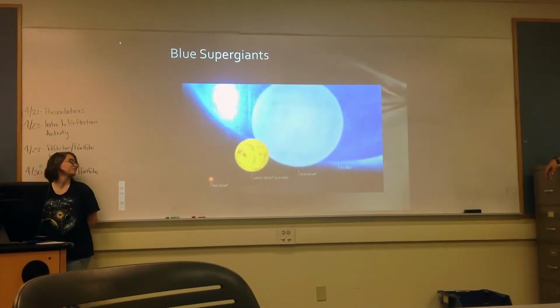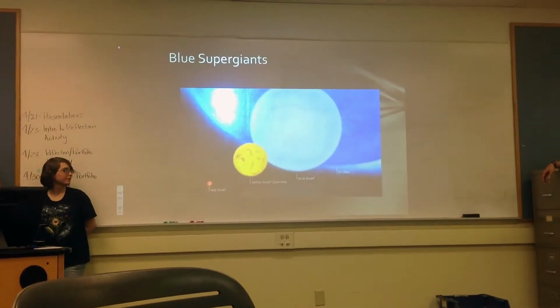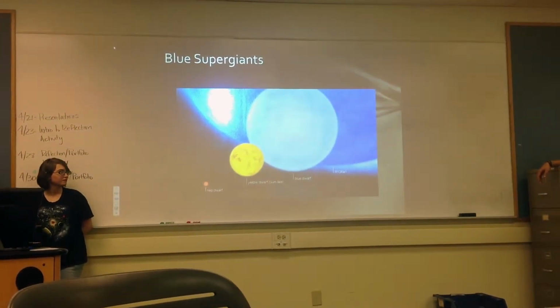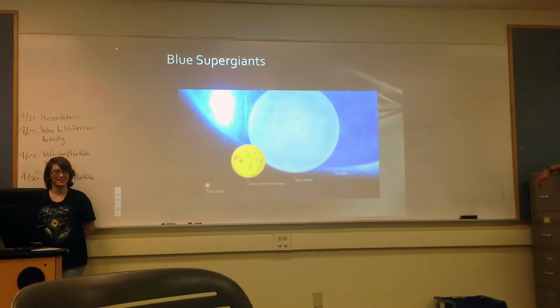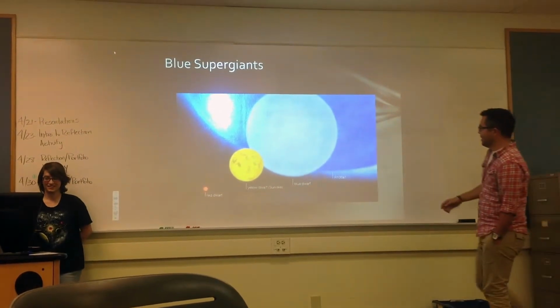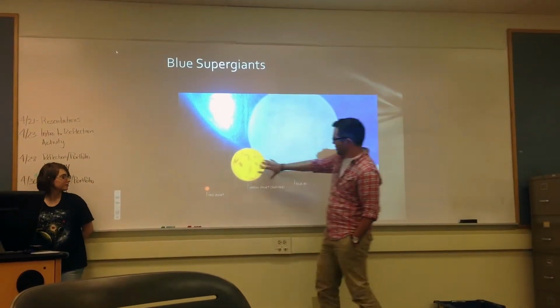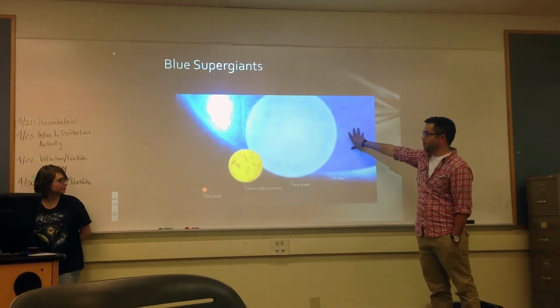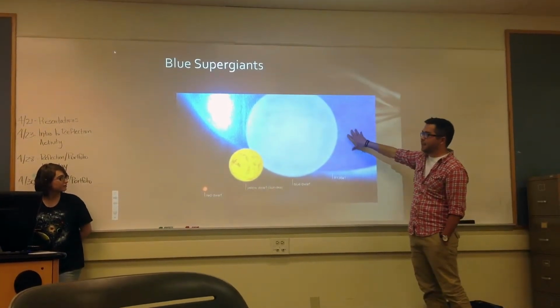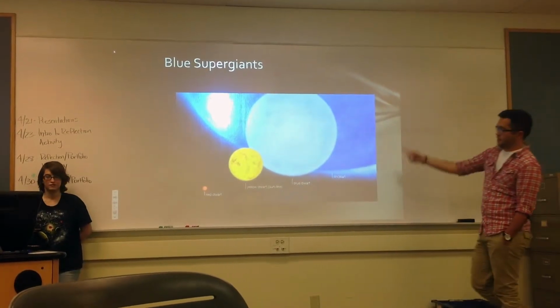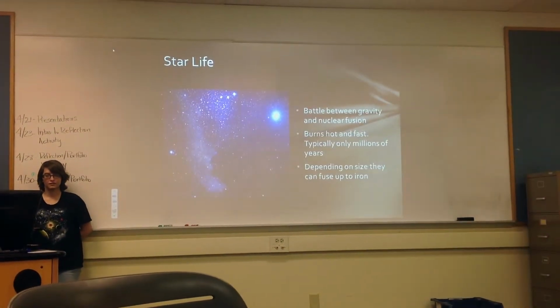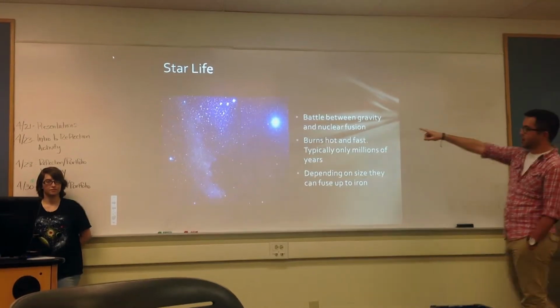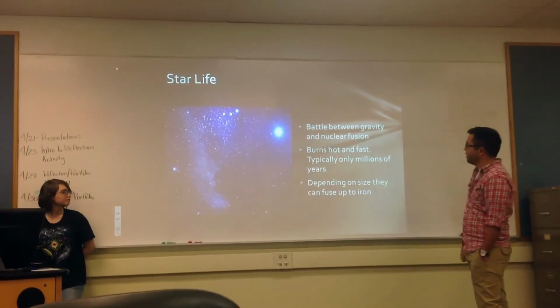All right, so the next stars we're going to talk about are blue supergiants. These are the fun stars, the ones you don't want to be around when things happen. So this is our sun, and this is an average-sized blue supergiant. Massive, massive, massive star. This is Rigel. This is the brightest star in the Orion constellation.